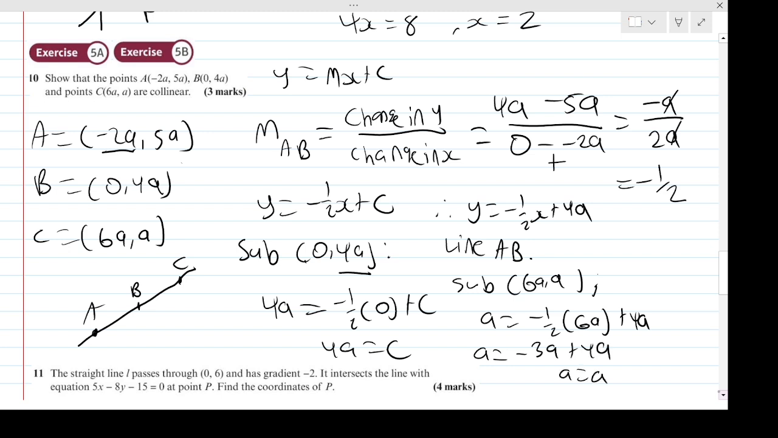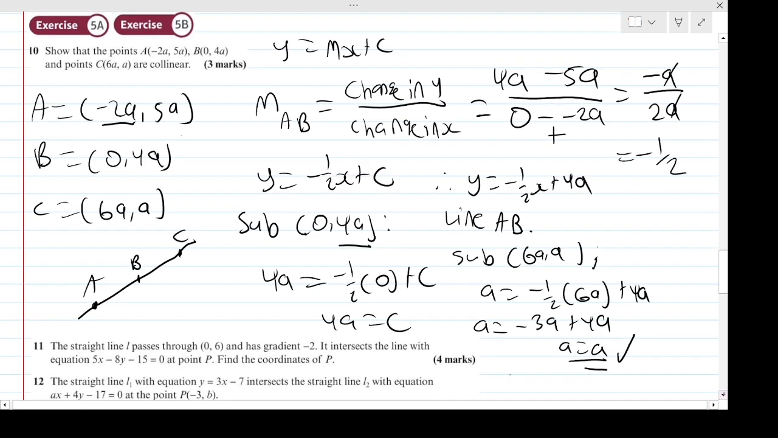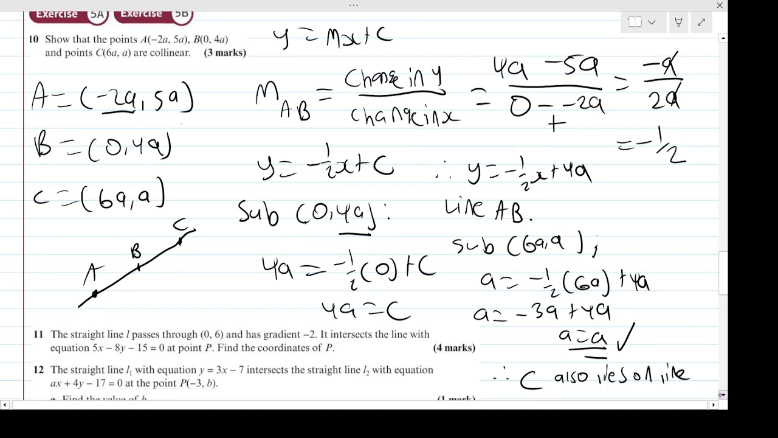A is equal to A. Well, yes, that is true. So therefore the point must indeed lie on the same line. It lies on this line. So C, I don't want to use too much more space here, but therefore C also lies on line AB.